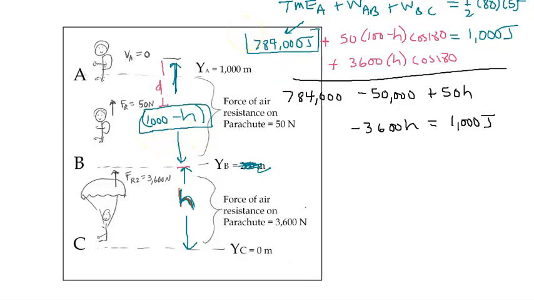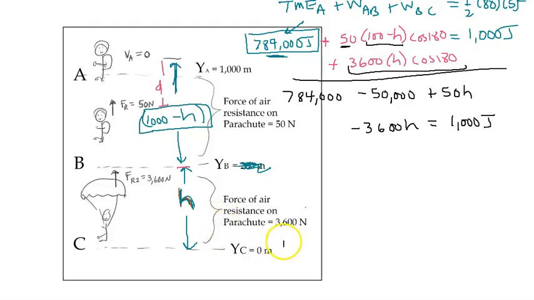Okay, so when they jump out of the airplane, they still have 784,000 joules. That hasn't changed, so don't make more work for yourself. That is the same value as before. But the work done by the chute in the first period is still 50 newtons, but the distance is 1,000 minus h. And then this is a little confusing, I ran out of room. And then the work done by the parachute in the second time interval was 3,600 times h. Both of them have a cos 180 still, same reason as before, so I won't go over that again.